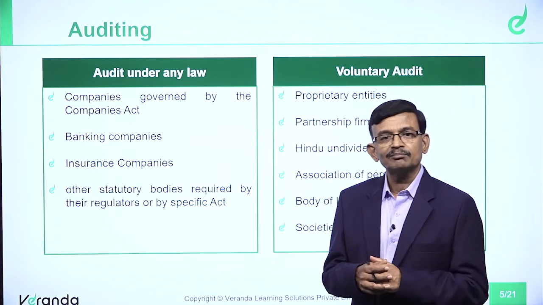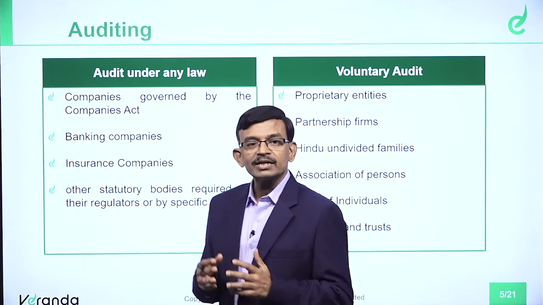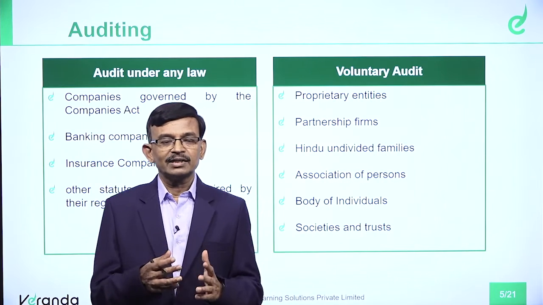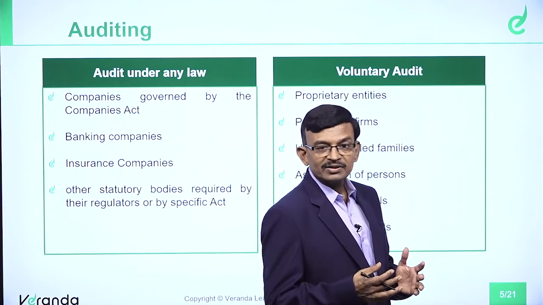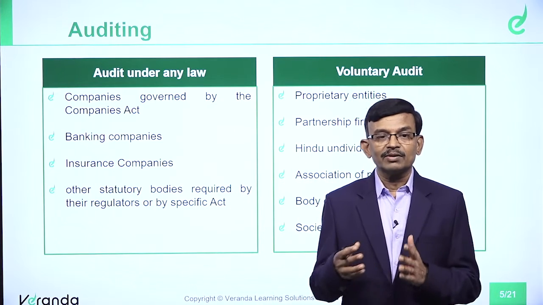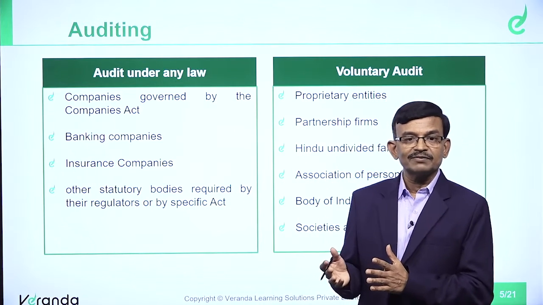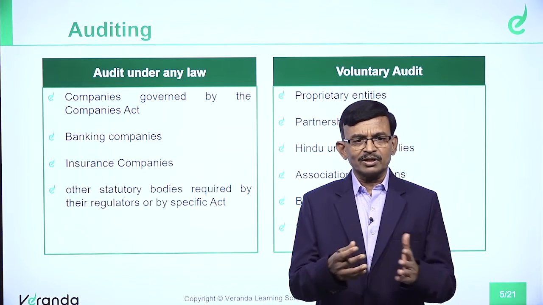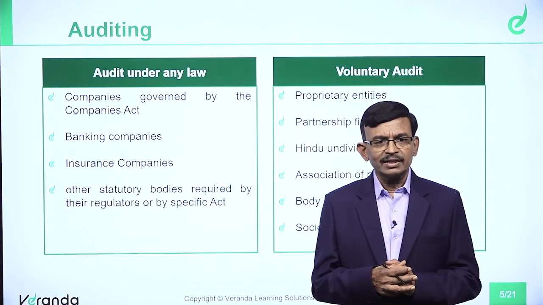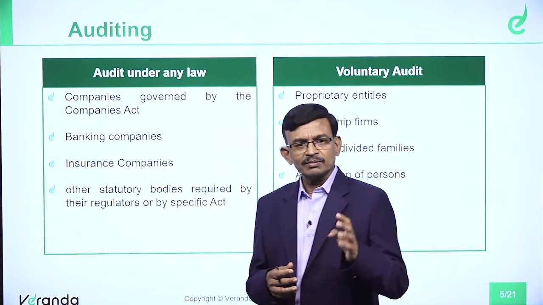Then we have banking companies. The Banking Regulation Act requires that all banks should get their accounts audited. For insurance companies, IRDA requires both general insurance companies and life insurance companies to get their accounts audited. Any other statutory bodies are required by their regulators, under a specific act.